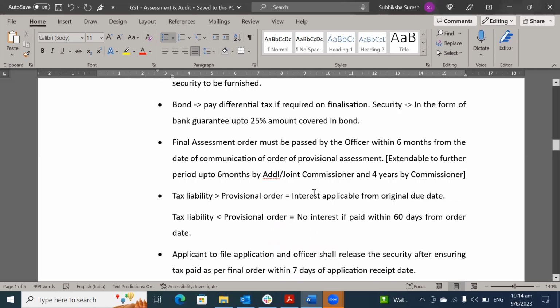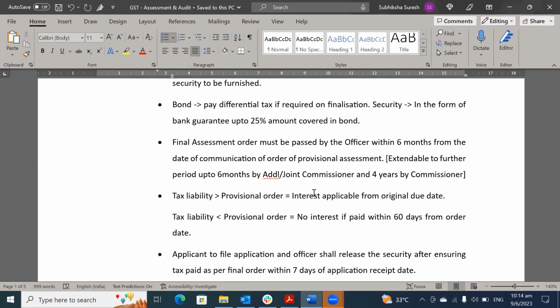final assessment order shall be passed by the proper officer within 6 months from the date of provisional order. Within 90 days, the proper officer has to give the provisional order. Within 6 months from the date of provisional order, he has to pass the final assessment order, wherein he has to mention the actual rate of tax to be paid and the actual value of supply. The difference between the actual rate and the provisional rate will be paid by the registered taxable person.